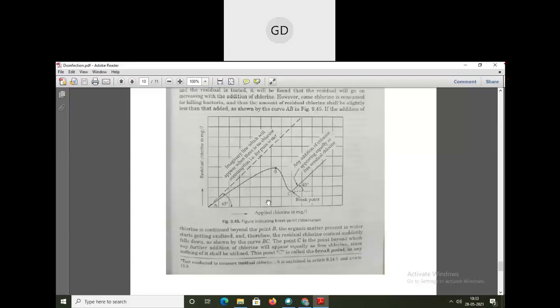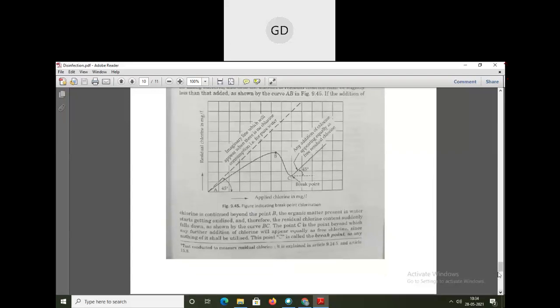Now this point C is the point beyond which if you add any chlorine, it will appear as free chlorine, since now nothing is being utilized by the bacteria. So this point C is known as breakpoint chlorination. This is a graph you have to remember. In the x direction is the amount of chlorine you are providing to the water, and in the y direction is your residual chlorine in milligram per liter.